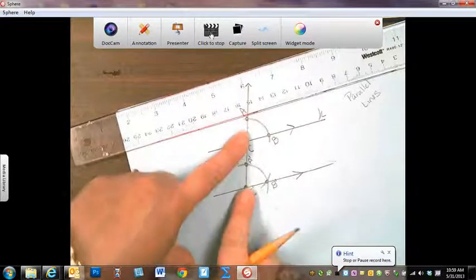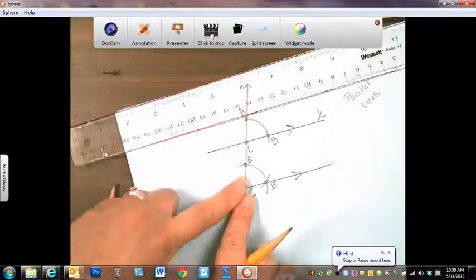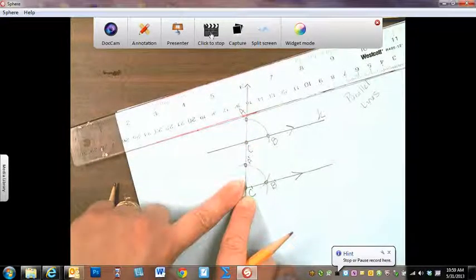Really, this isn't any harder than copying angles. It's just you're copying angles in a specific way.